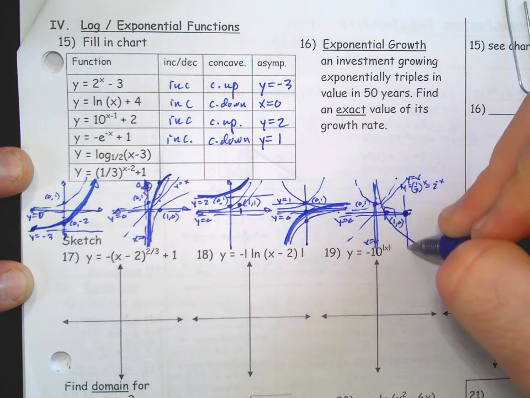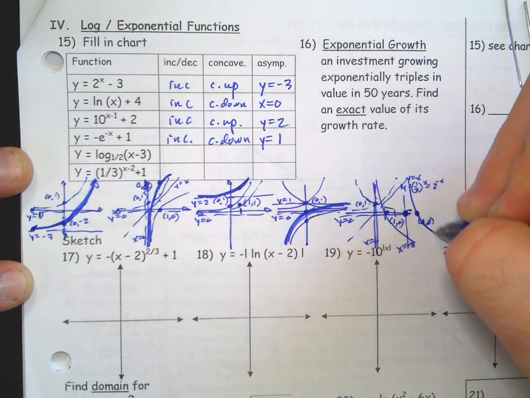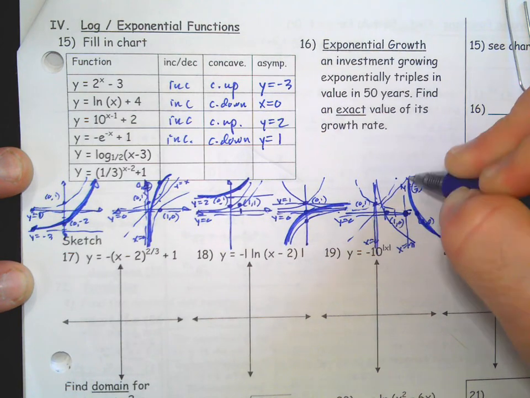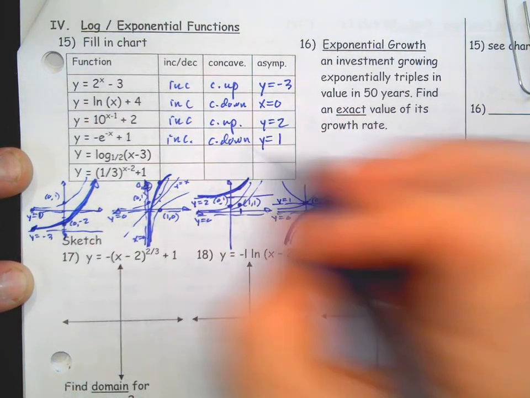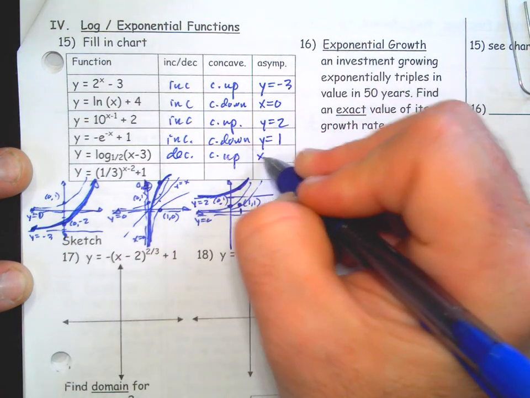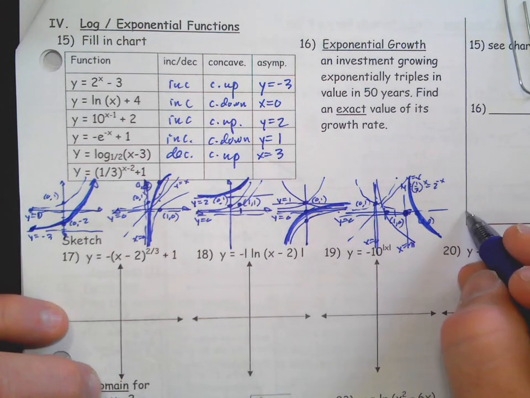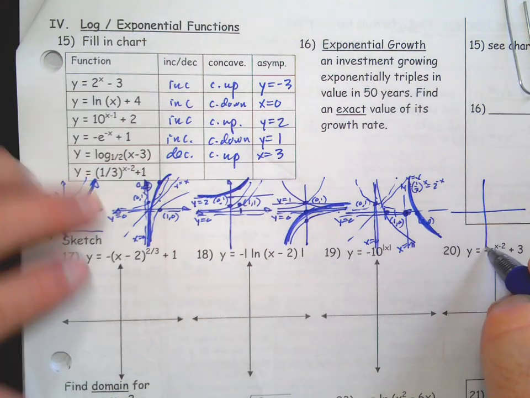So the asymptote's at x equals 3. The intercept's at 4, 0. And the graph looks like this. So it is decreasing and is concave up, and its asymptote is x equals 3. Okay, one more. There's a lot of points, so take your time.